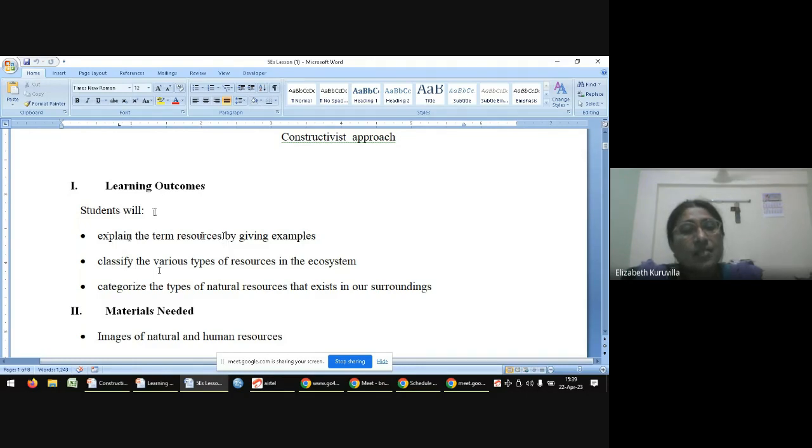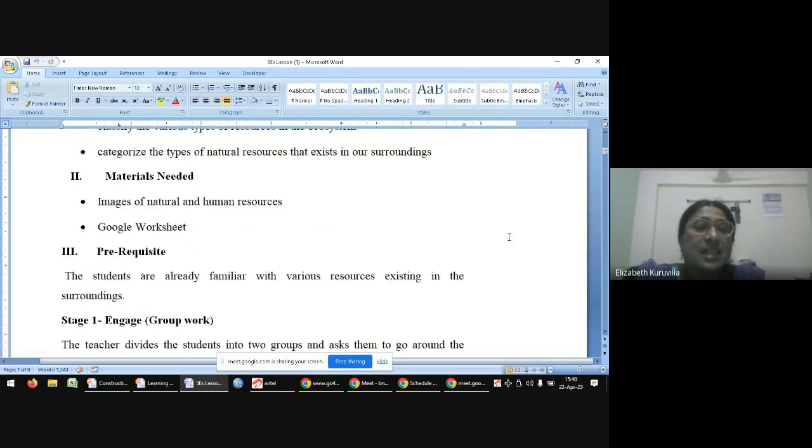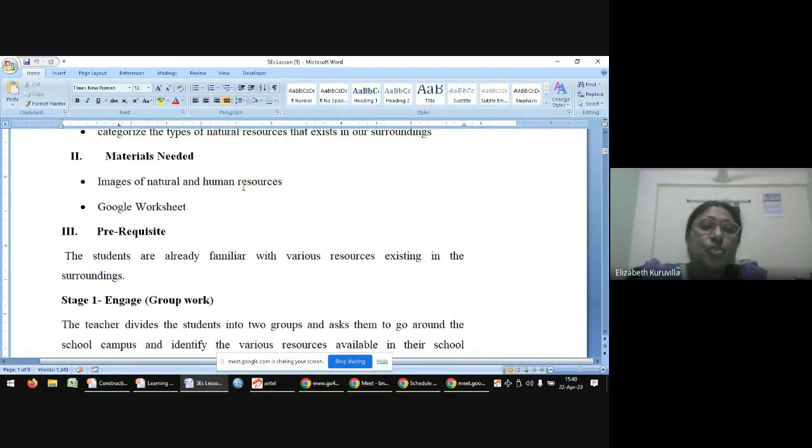Then classify the various types of resources in the ecosystem, categorize the types of natural resources that exist in our surroundings. Now, what are the materials needed? Images of natural and human resources, Google worksheet.